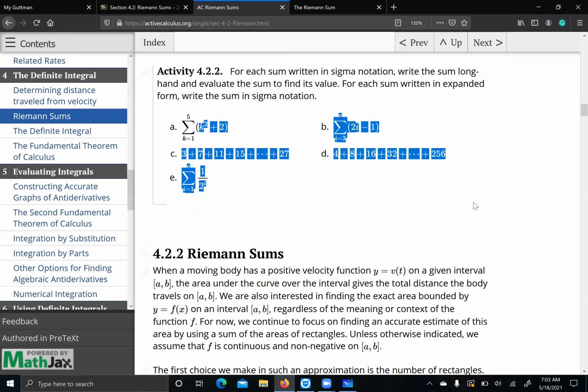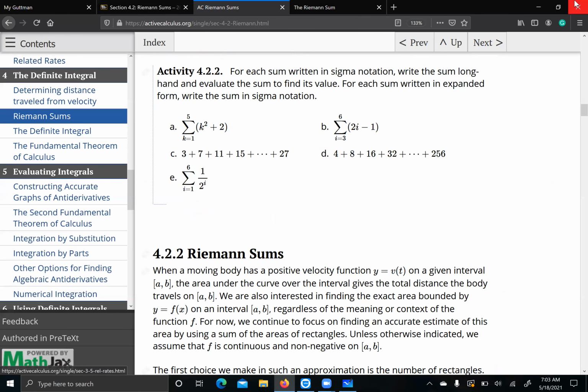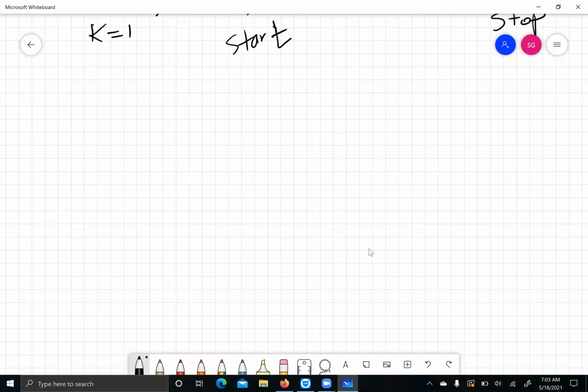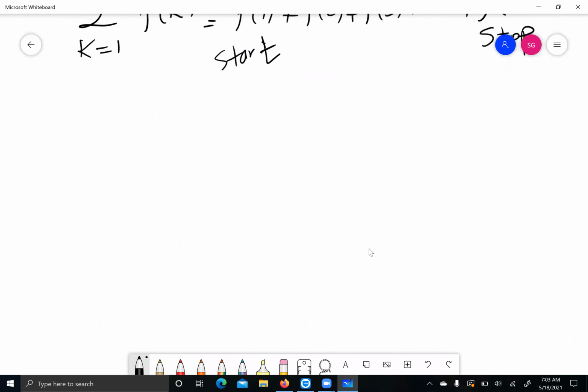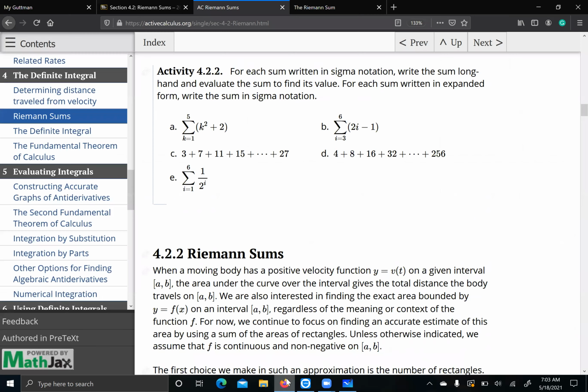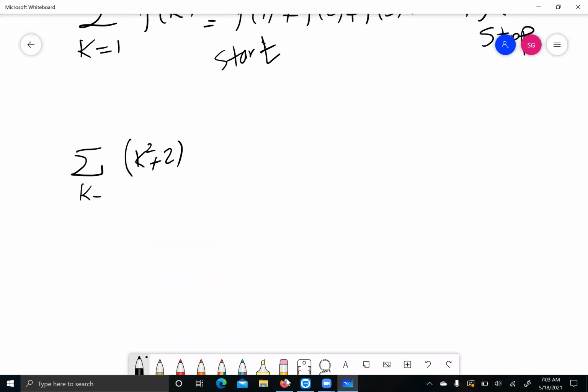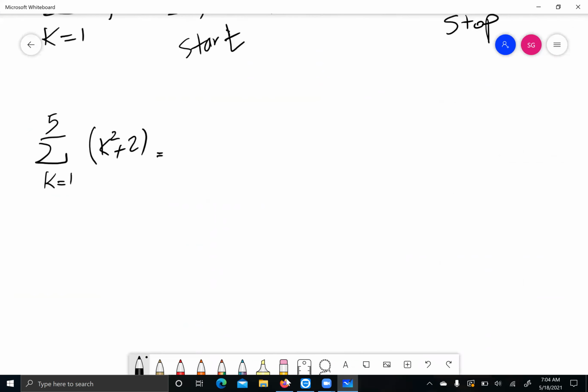Here are some couple of activities. Maybe I do one, or maybe two of them, and I leave the rest for you. So the first part is: what is sigma of k squared plus 2, k from 1 to 5? I want to give you the exact value. Okay, so what does this mean? It means start from 1.